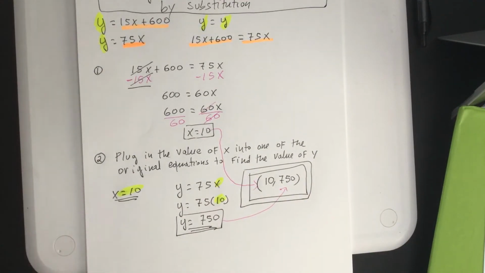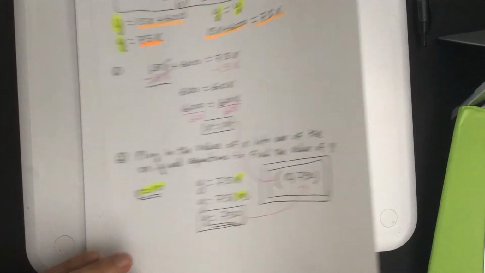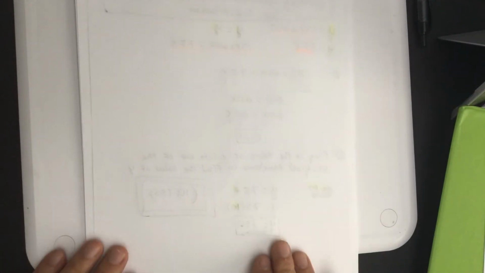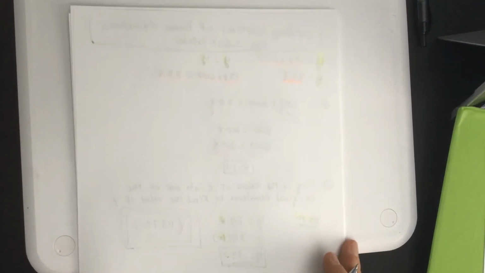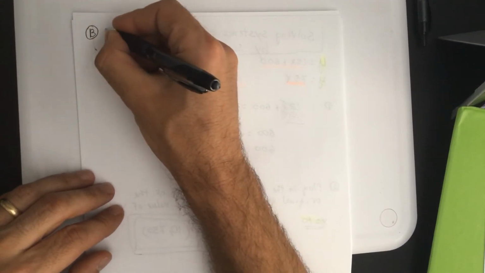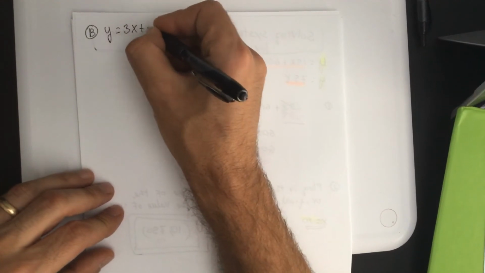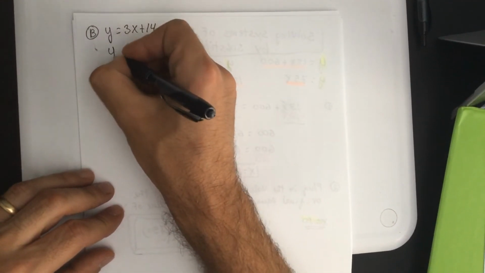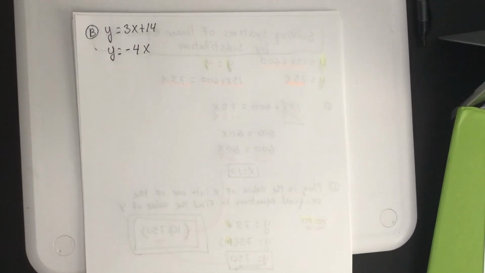Okay, so I want you guys to try one like this one. So let me flip the page, and let's see if you are able to do one similar problem like that one right there. So let's call it example B. y equals 3x plus 14, y equals negative 4x. Pause the video, see if you're able to do it.